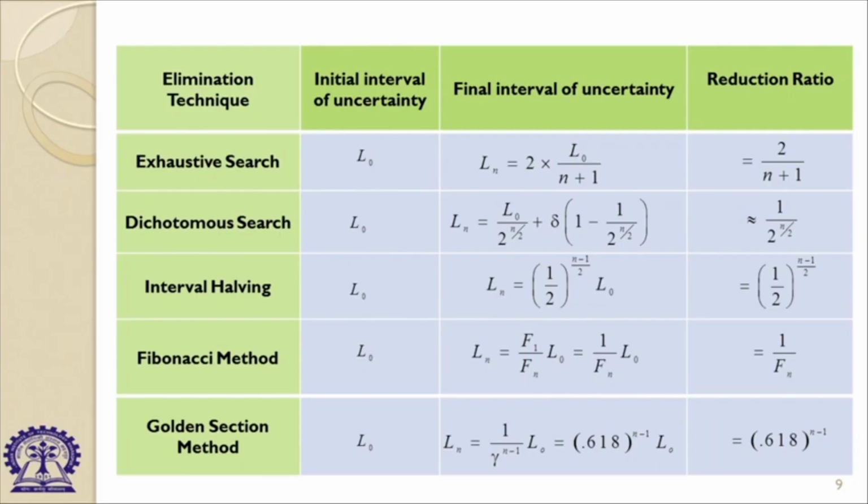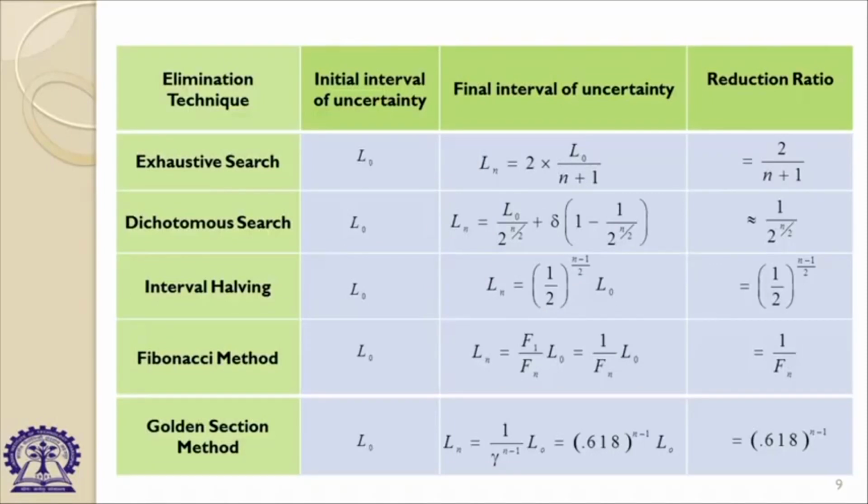Now, from here you can get some idea of what is the better reduction ratio. Reduction ratio means how much length we are eliminating in each iteration. That is why if we just see here, we could see that the Fibonacci method and the golden section method are almost the same, but the other methods are taking a longer time to reach convergence. That means you need a very large number of experiments.